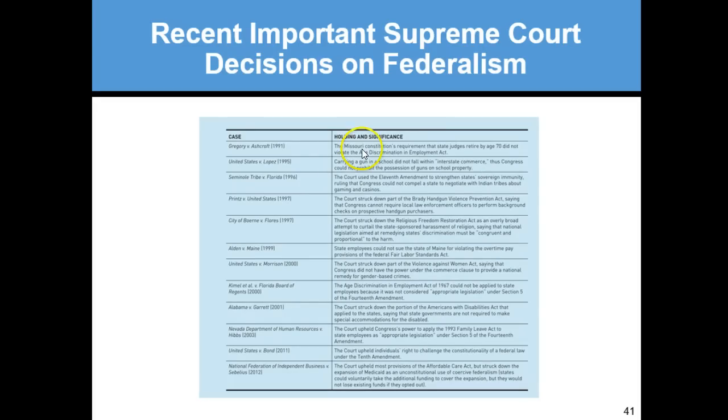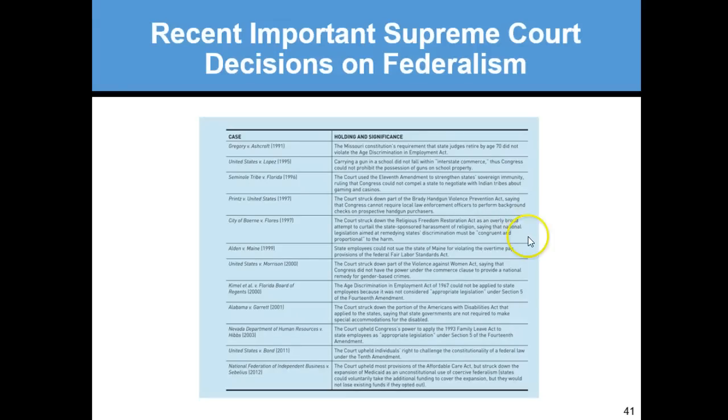Seminole Tribe versus Florida says that the court used the 11th Amendment to strengthen the state's sovereign immunity, ruling that Congress could not compel a state to negotiate with an Indian tribe about gaming and casinos. Printz versus the United States in 1997 strikes down part of the Brady Handgun Violence Prevention Act that says that Congress cannot require local law enforcement officers to perform a background check on a prospective handgun purchaser. But of course now we have a federal background check system, and they are using that system.